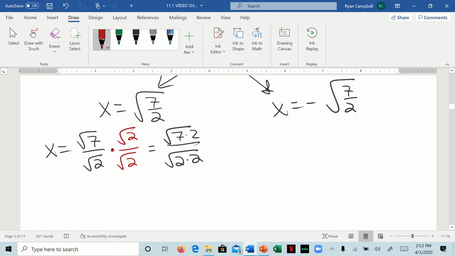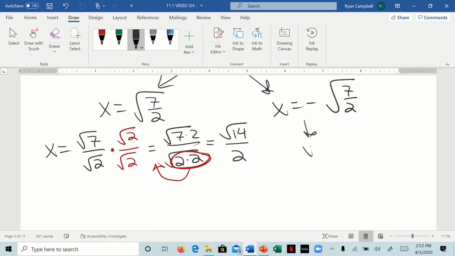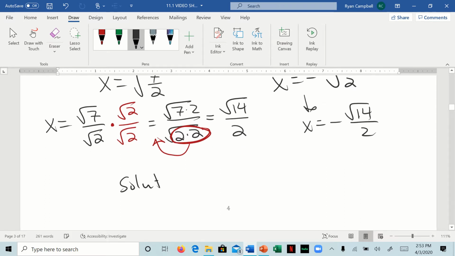If you notice in the top, nothing changes, right? You can't break up 7, you can't break up 2, and there's no pairs to be had, so we can just multiply those together to get the square root of 14. On the bottom, we do have a pair, so we can take that out to be 2. And then obviously, if this is the positive form, this is just going to be the negative form, negative square root of 14 over 2. So our solution set is going to be positive square root of 14 over 2, negative square root of 14 over 2.